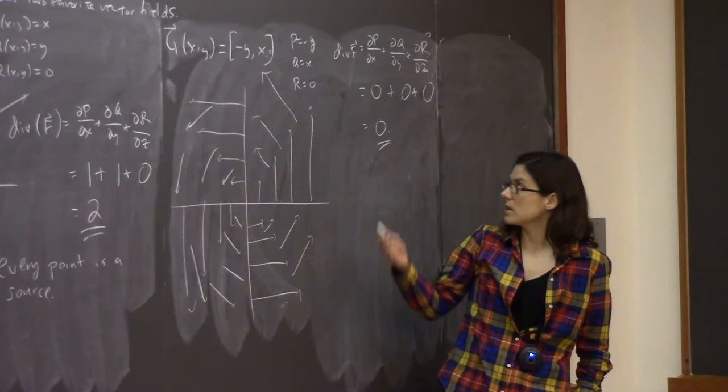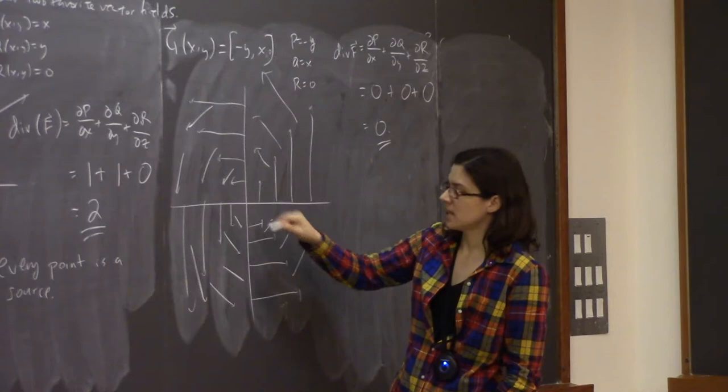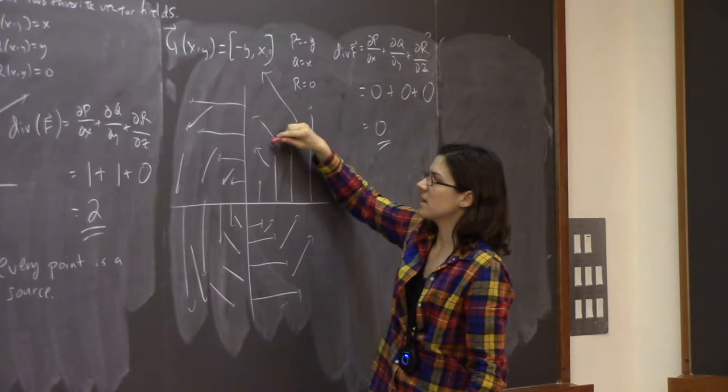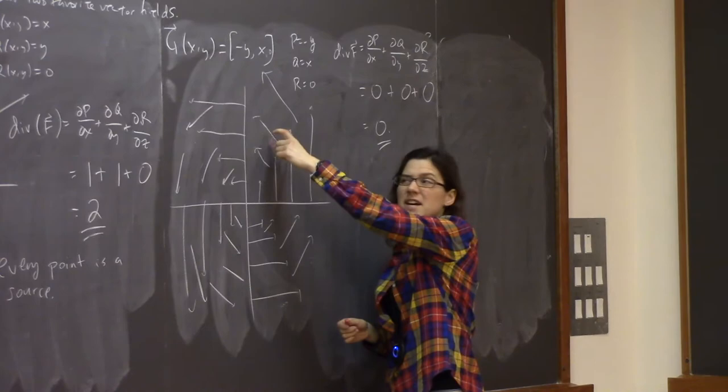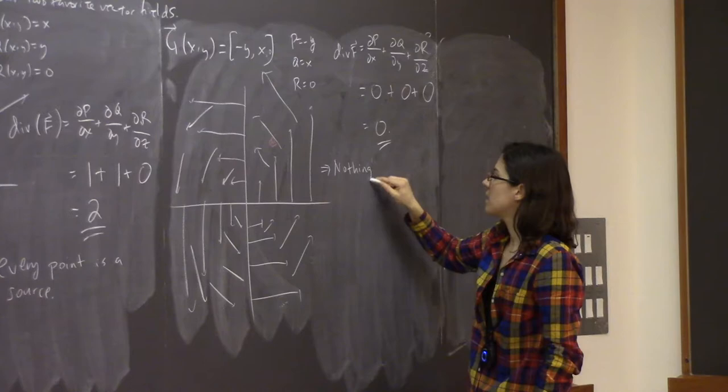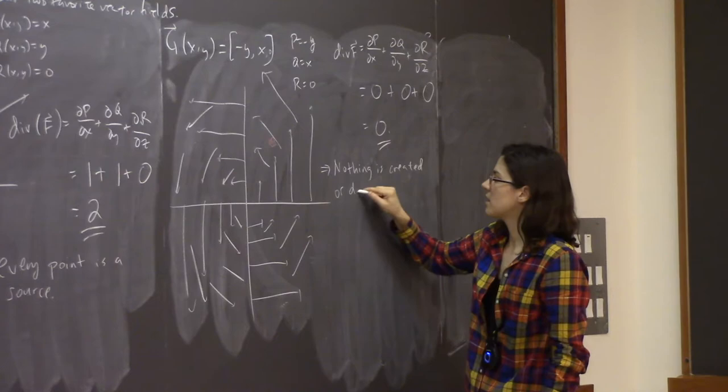You can just think about at the origin, you're collecting things here, everything's just rotating. If you were to put your little block here and consider what things going in, things coming out, they'd be basically the same, coming in, coming out, everything would just be getting pushed along. So this tells us that nothing is created or destroyed anywhere.